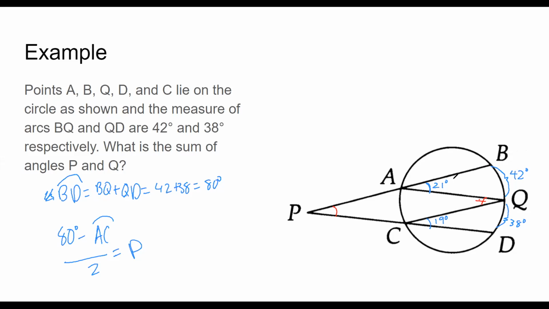Similarly, we can look at angle Q here. Angle Q subtends arc AC, but we don't know AC yet, so let's just write Q is equal to AC over 2. Actually, there's a special trick we can do when we have P and Q. Does anyone notice something we can do with P and Q to get rid of an unknown? This relates to yesterday as well. We have this, we have this. Let's give it some thought.